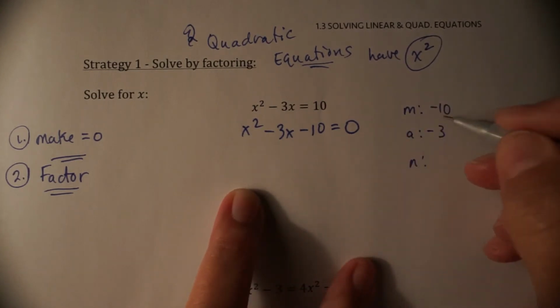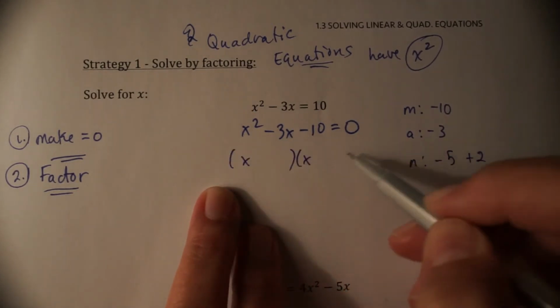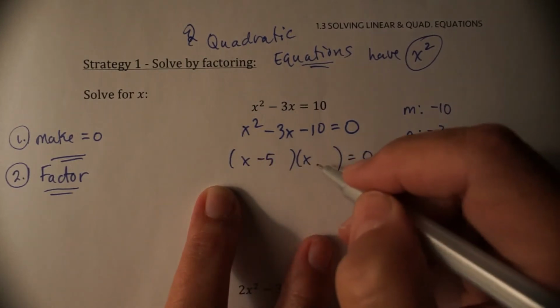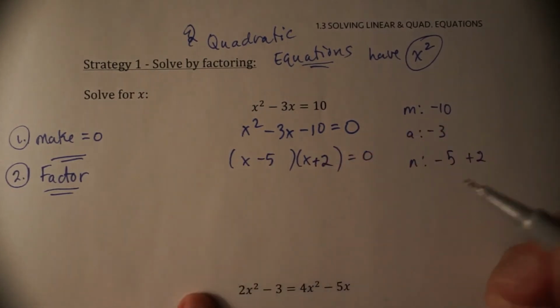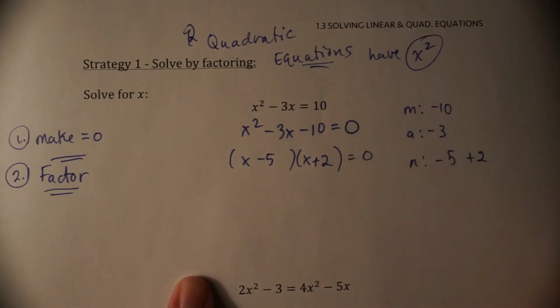Oh, it's multiplying to a negative, so it's a negative and a positive. Oh, negative 5 and a positive 2. And because it's a simple one, I simply have to put down my 2 brackets. And that's minus 5, and that's plus 2. Okay, so now I have factored it, which means it's the same exact expression, it just looks different now.